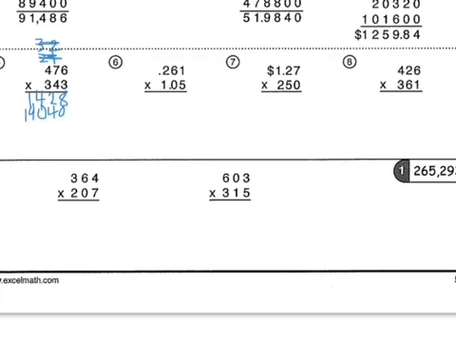Okay, cross those out. We need 2 placeholders because we're multiplying by 300 now. 6 times 3 is 18. Let's bring the 1 up here. 7 times 3 is 21. Plus 1 is 22. Carry the 2 up to the last spot here. 4 times 3 is 12. Plus 2 is 14.